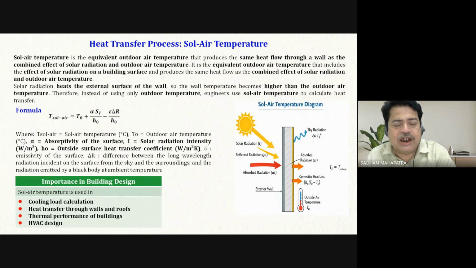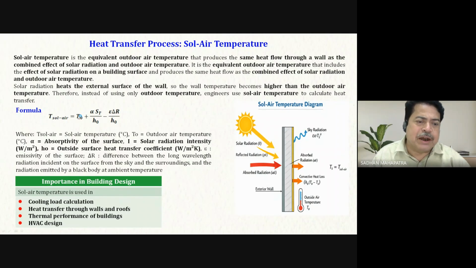So when I'm calculating delta T, delta T is not exactly the outdoor temperature minus indoor temperature. More scientifically, it is T solar air temperature minus T indoor temperature. Now the formula is T naught, that's the outdoor air temperature or the ambient temperature, plus a factor like this: alpha ST by H naught. Alpha is the absorbability of the surface, ST is the solar radiation intensity, and H naught is the outdoor surface heat transfer coefficient.